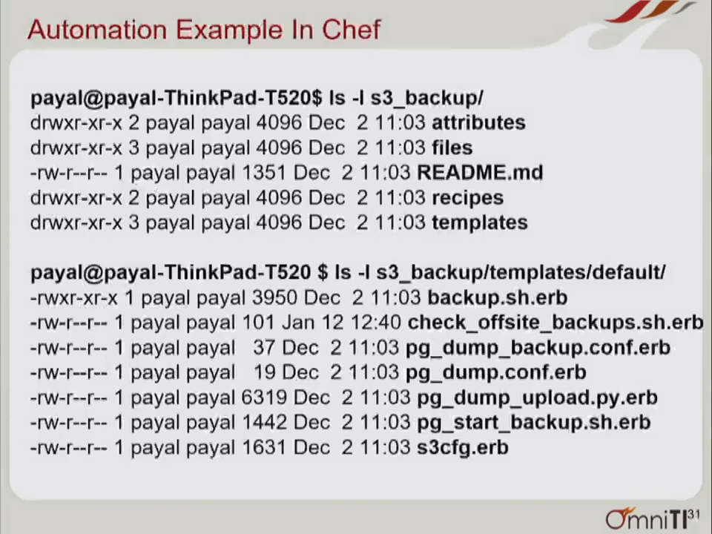Just a quick look at, so Chef and Ansible are the two configuration managers I'm familiar with. This is just an overview of what it would look like if you create your own automation. The first part is basically the subdirectories that you will have. The second part is the files that I actually have, the template files. So basically it's backup, offsite backups, dump, configuration for pg_dump, configuration for uploading to S3, actual upload script, and actual start backup script, which is putting it in backup mode. These are just some of the scripts I have. You don't have to have all of these, but there it is.